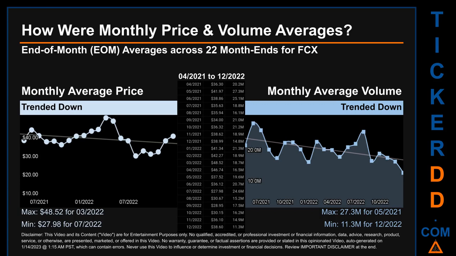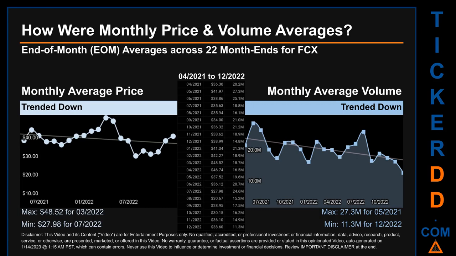How were price and volume averages for FCX? Across 450 trading days, there were a total of 22 month ends, of which monthly averages for daily price and volume were calculated. Overall, monthly price average trended down while monthly volume average trended down.